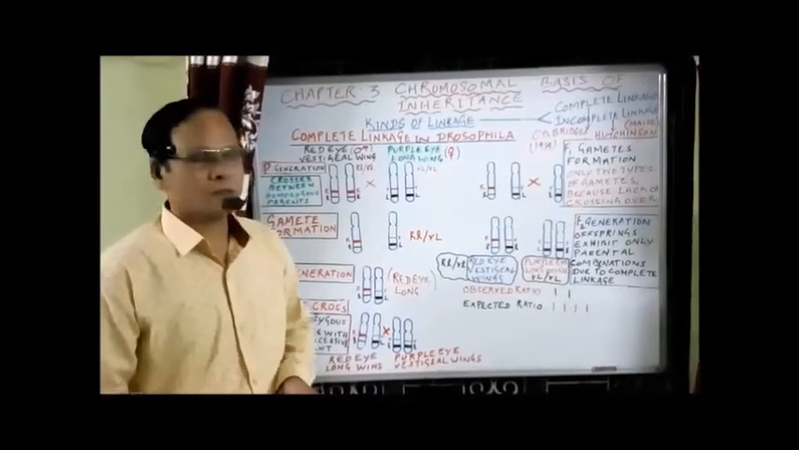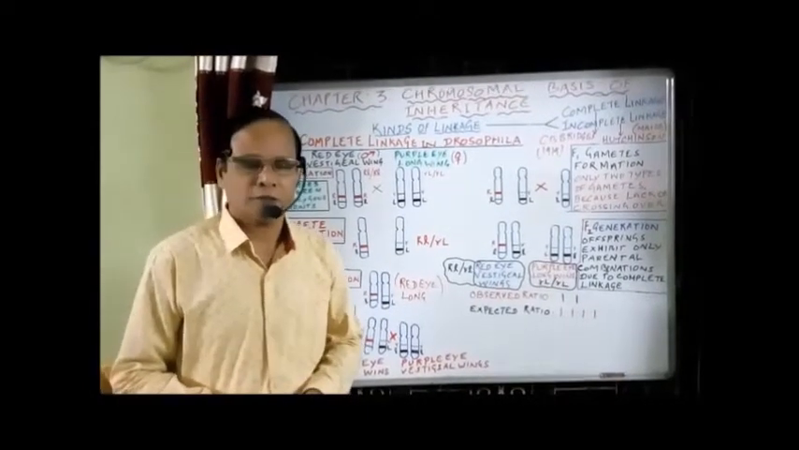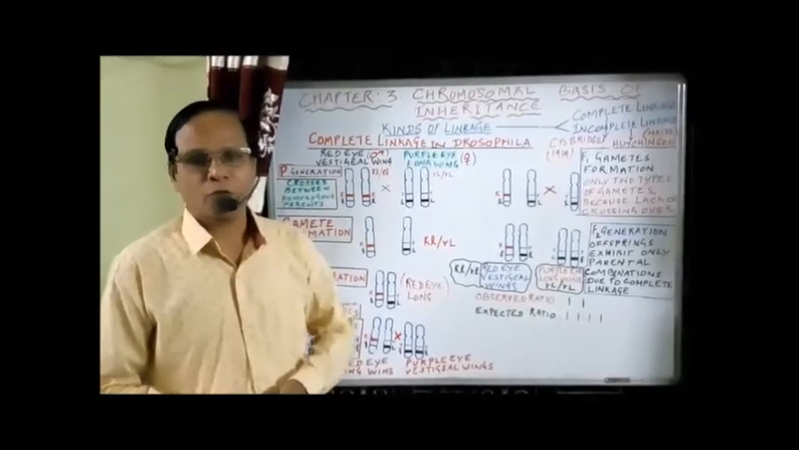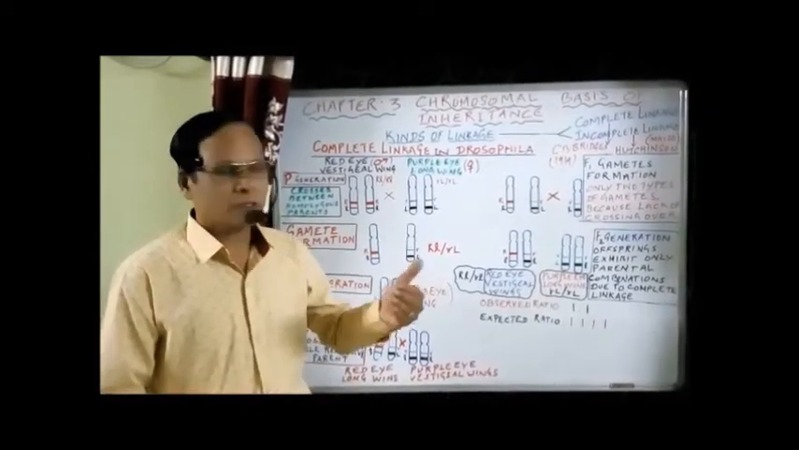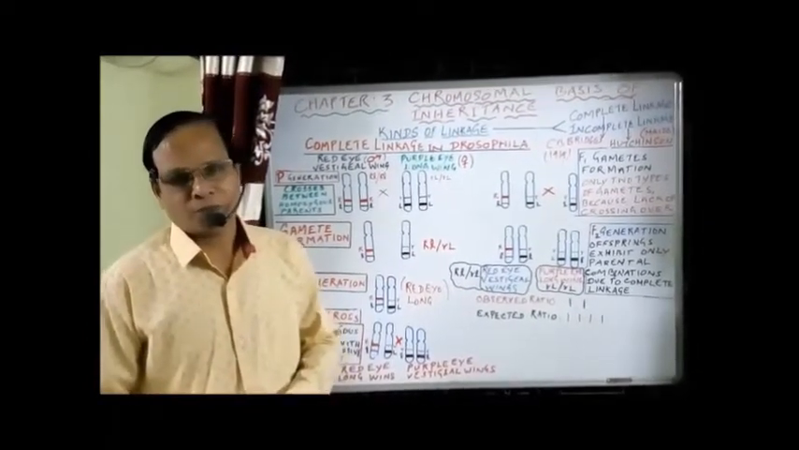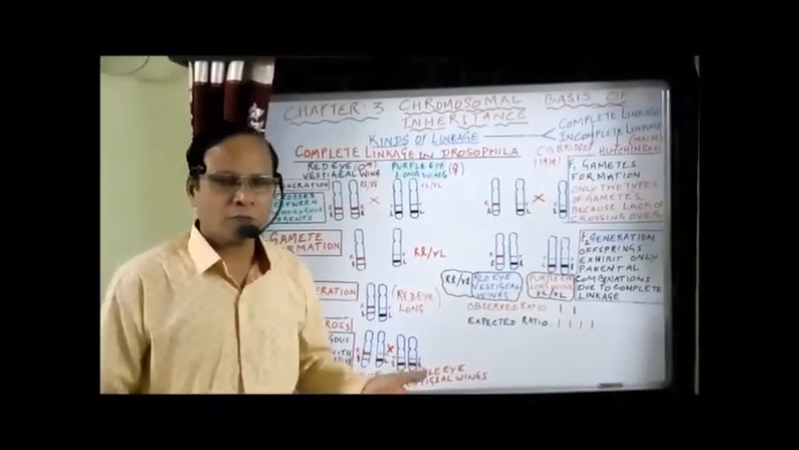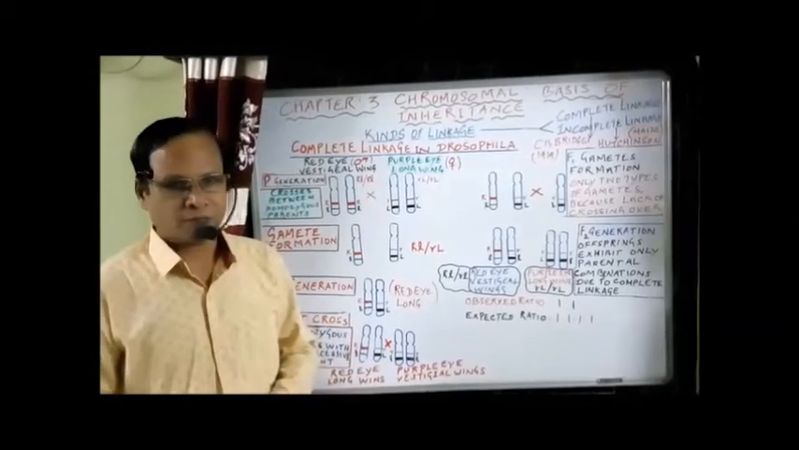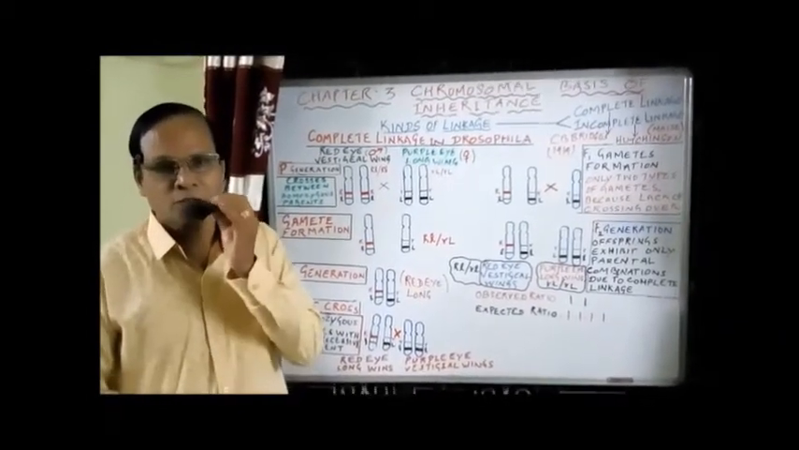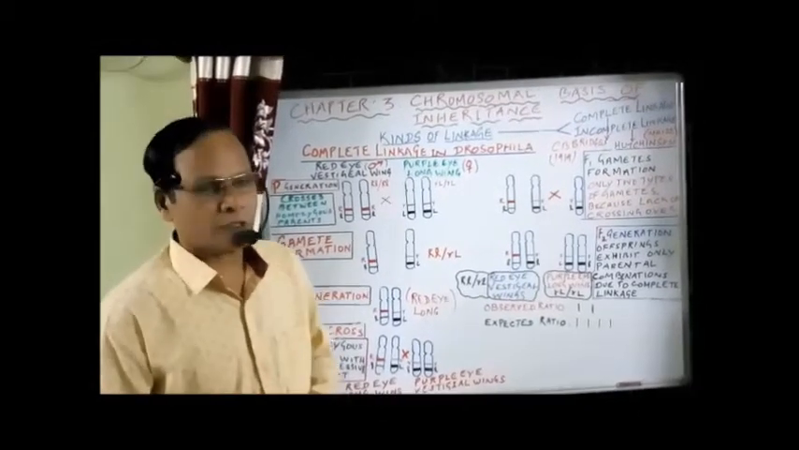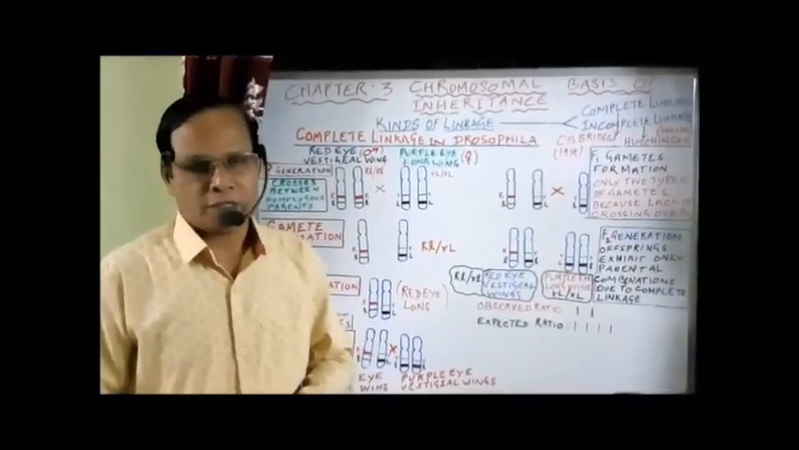Hi students, we were talking about the lesson Chromosomal Basis of Inheritance, under which we have completed linkage. Under linkage we have talked about coupling and repulsion theory, the cis arrangement of genes, and then the trans arrangement of genes. Now we have to go for the two types of linkage.